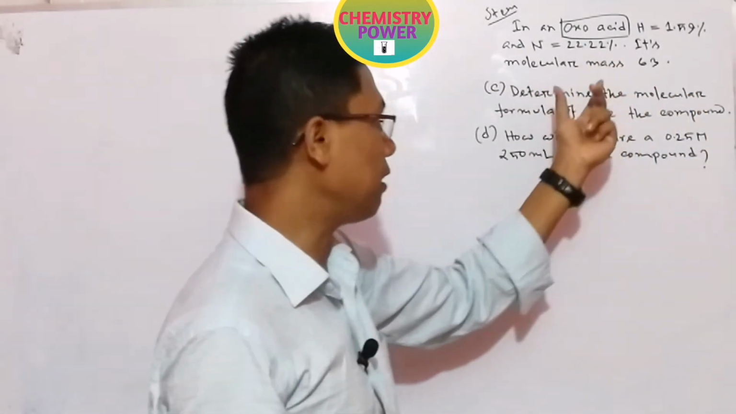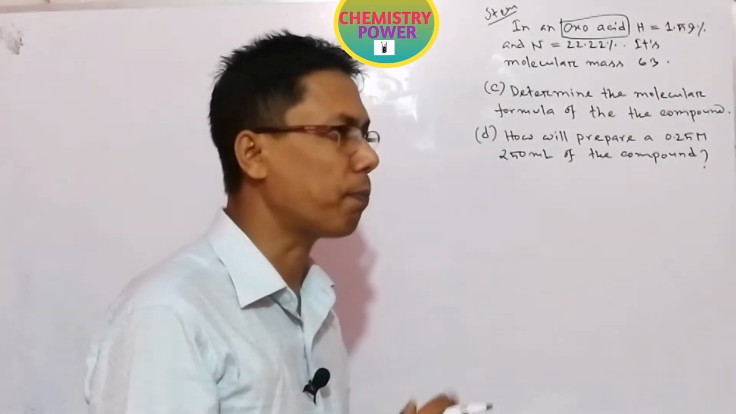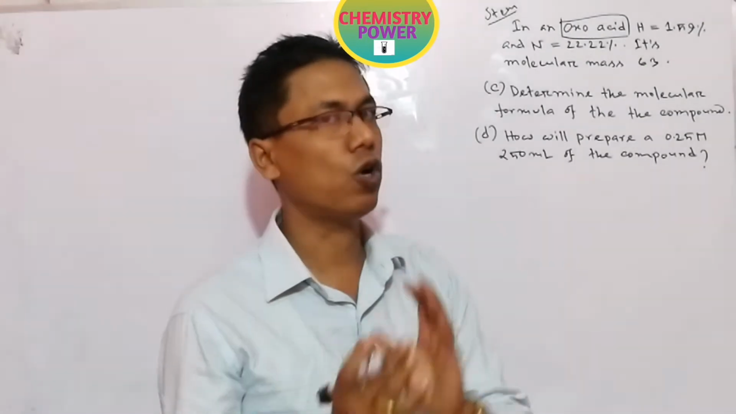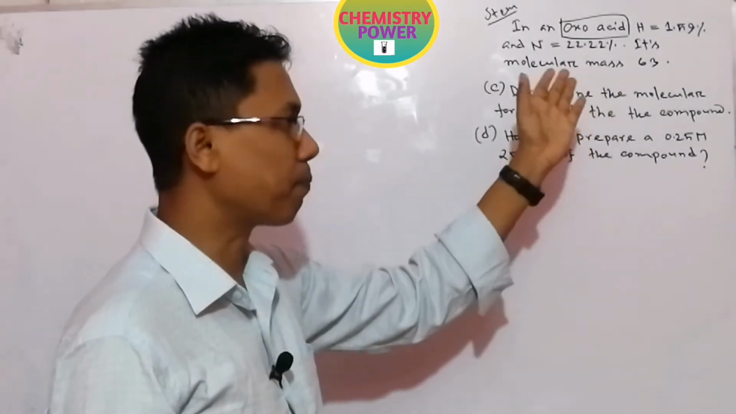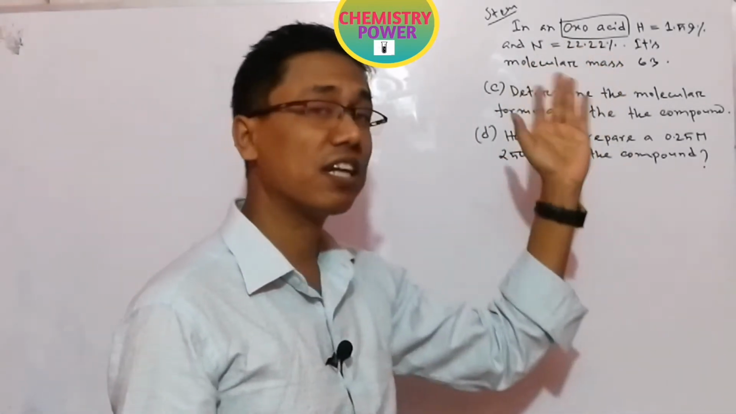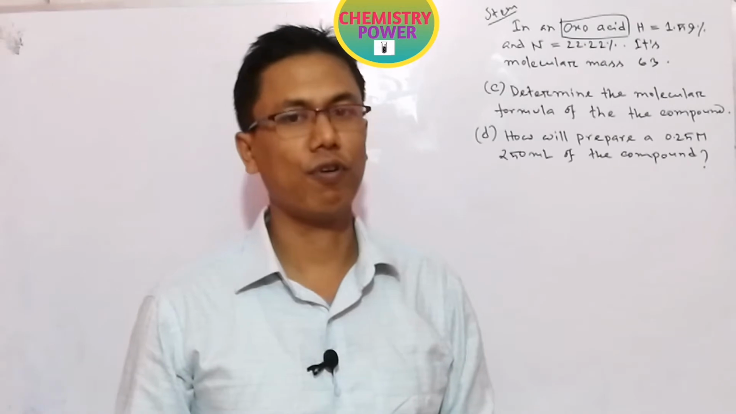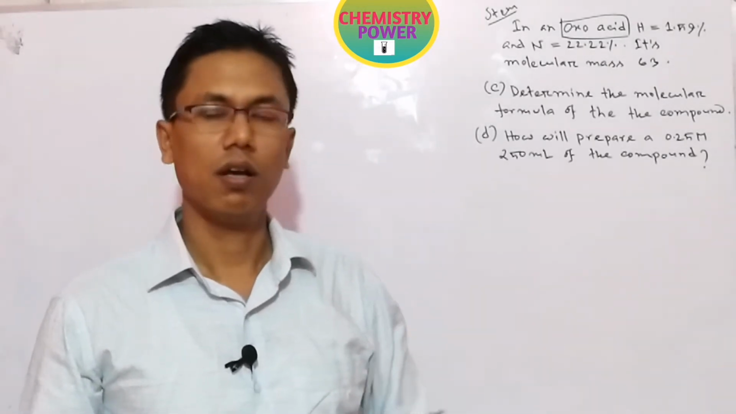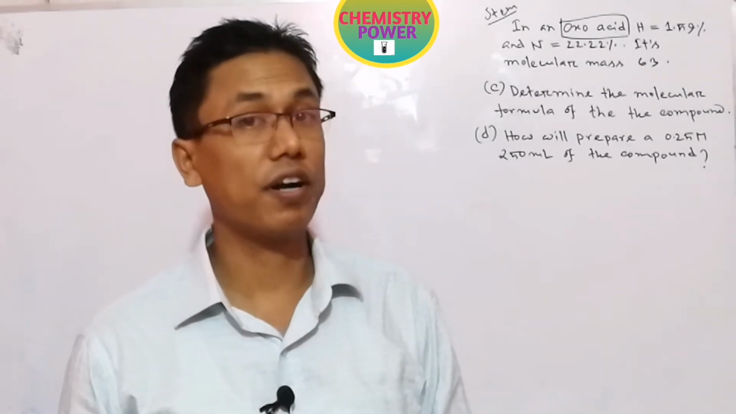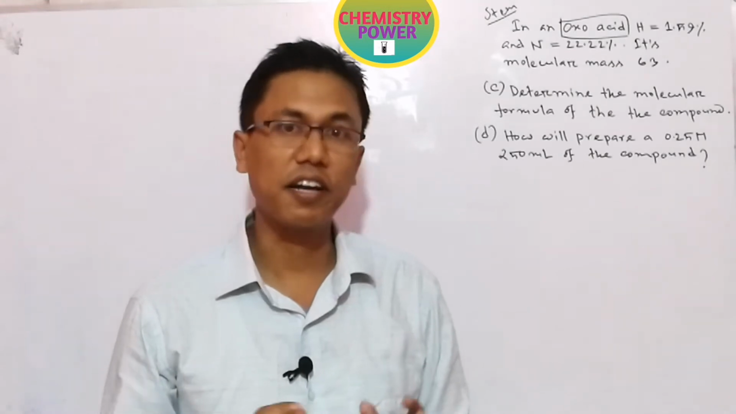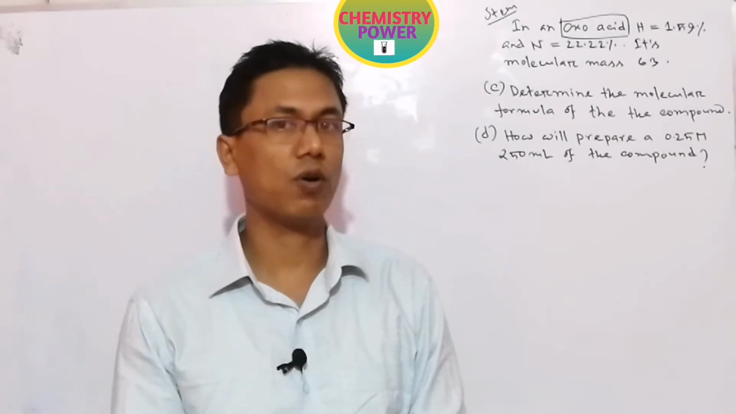Since this compound is an oxo acid, the compound also contains the element oxygen. Here we only have the percent composition for nitrogen and hydrogen, but you have to find out the percent composition for oxygen. Since we know that the total percent composition for a compound is 100%, the rest of the percent composition will be for the oxygen element.